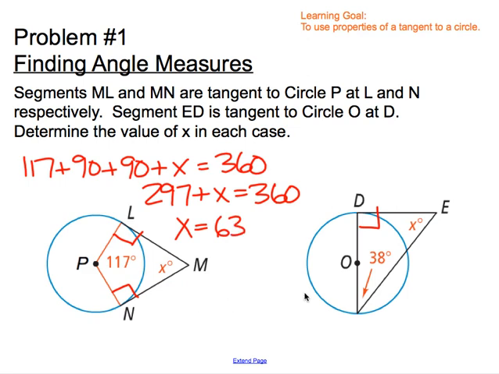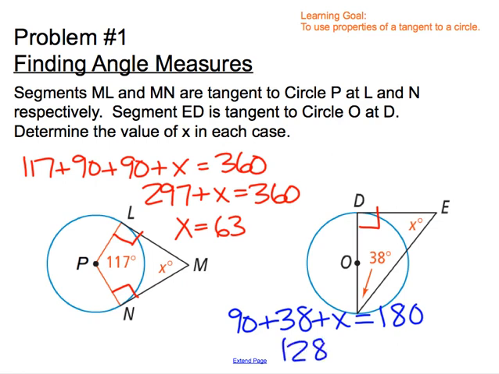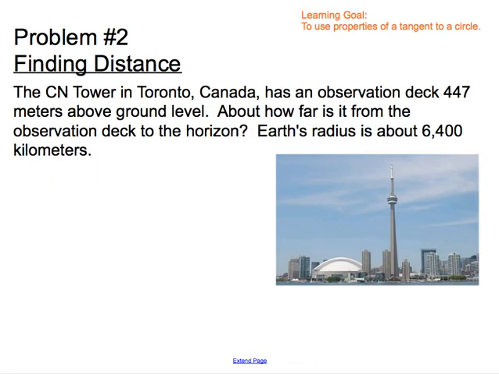Solving for the second problem over here, we have 90 plus 38 plus x, and since this is a triangle, we know that this has to add up to 180 degrees. So we have 128 plus x equals 180. And solving for x, we find that x has to equal 52 degrees. So let's go ahead and look at a more real-world type problem.